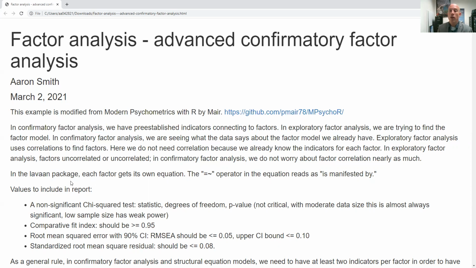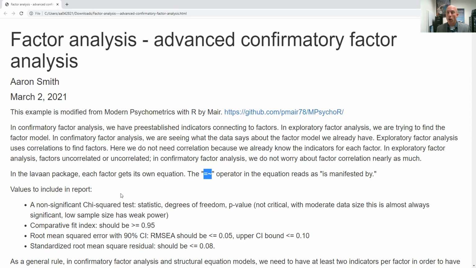Now, in the lavaan package, which stands for latent variable analysis, this package has a special format for the formulas. If we see an equal sign tilde, that means is manifested by. If I see a single tilde by itself, that's a regression with the dependent variable on the left and independent variables on the right. And then if I see double tilde, then that means we're talking about residual covariance.